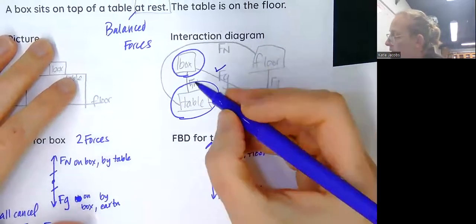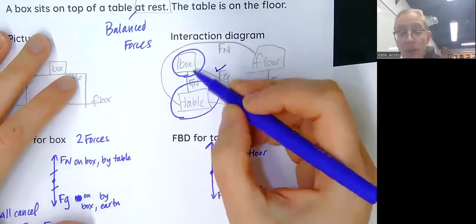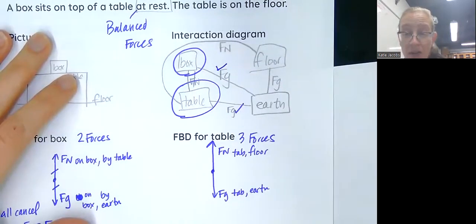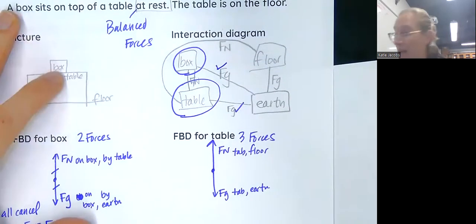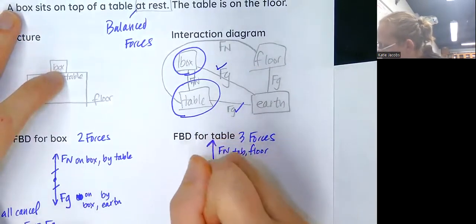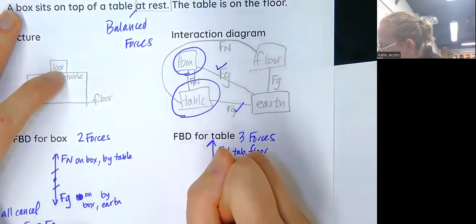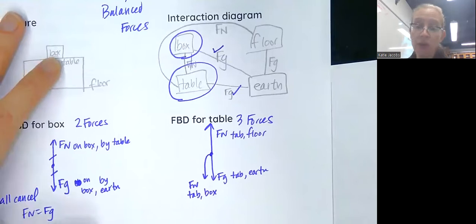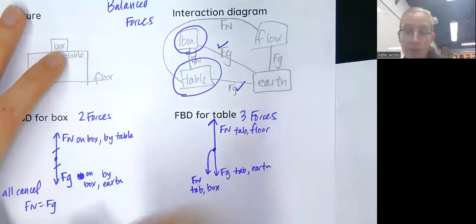And then last, there's one more force between the box and the table. How is the box pushing on the table? It's pushing the table down. Fn on the table by the box. Okay, so in this case, there are 3 forces. 1 is up and 2 are down.